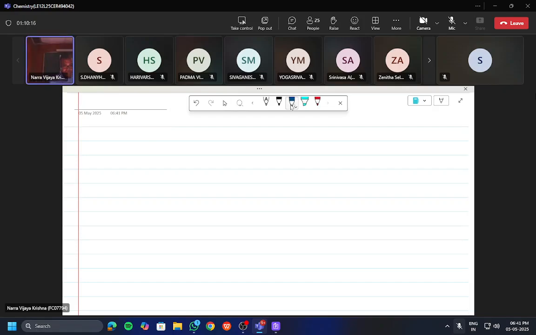Next type of electrode, gas electrode. Already we discussed one type of gas electrode. What is it? One type of gas electrode is already known to us.